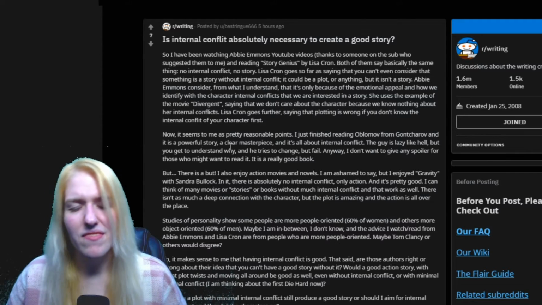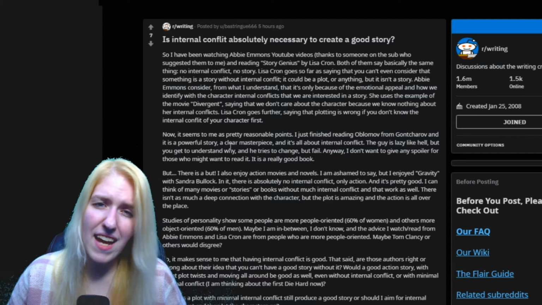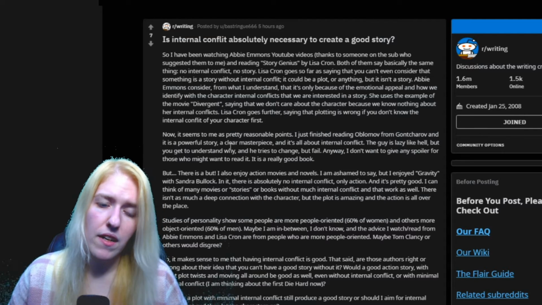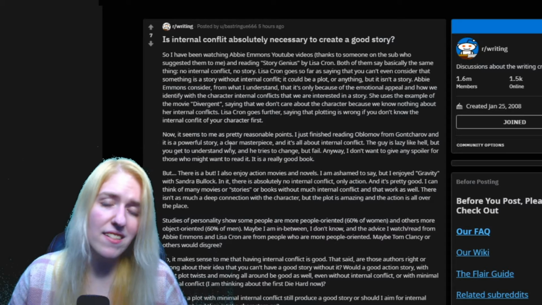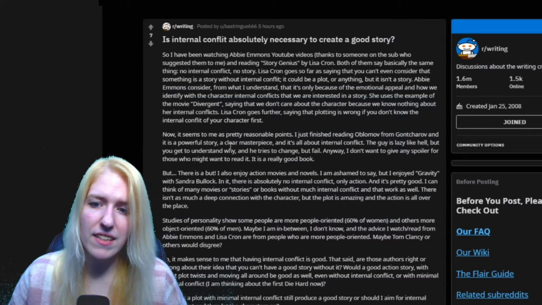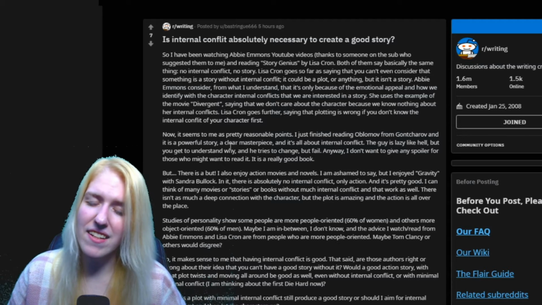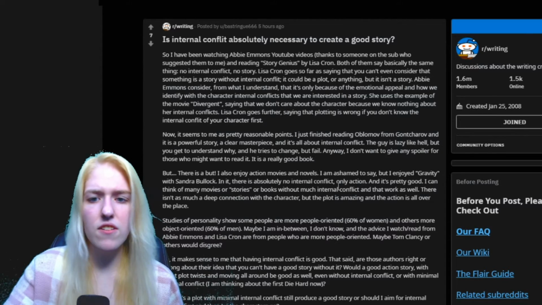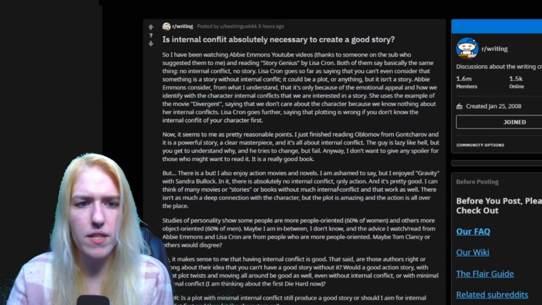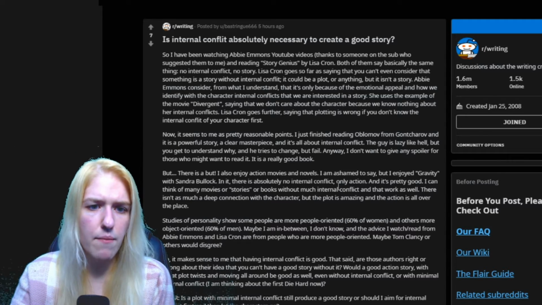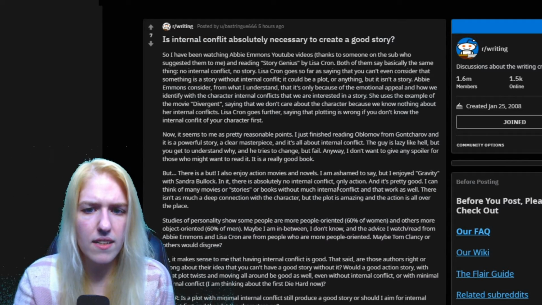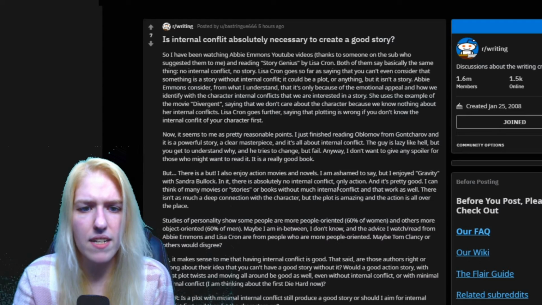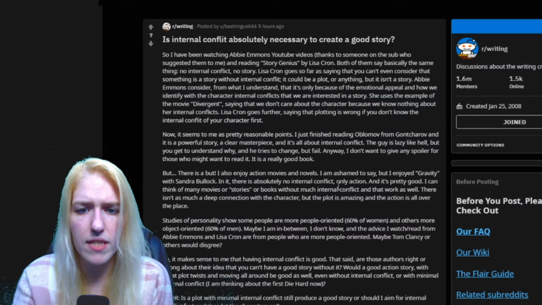Like, a good story has both plot and character, but to say that a story is not a story if it doesn't have internal conflict is elitism, I think. This is also something that really bothers me when we talk about Abby Emerson saying it's only because of emotional appeal and how we identify with characters' internal conflicts that make us interested in the story.